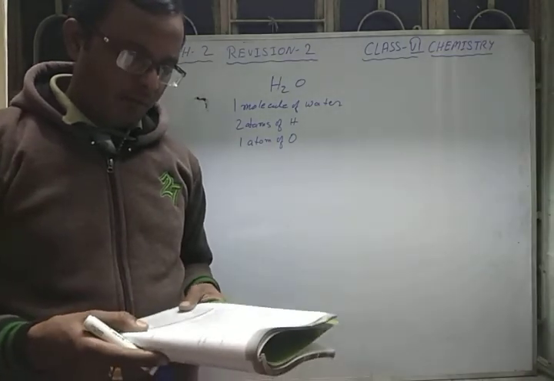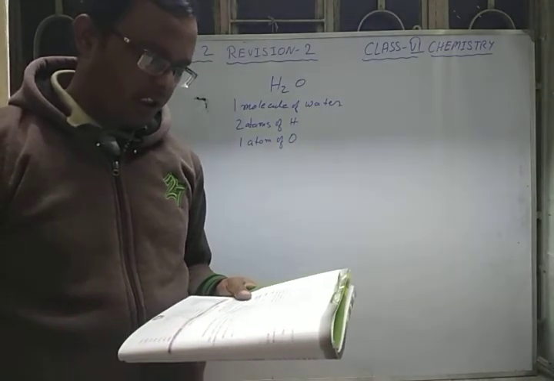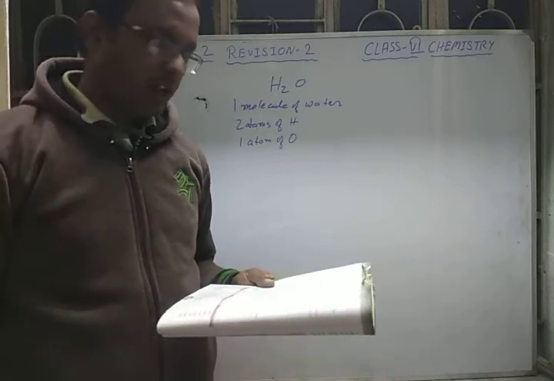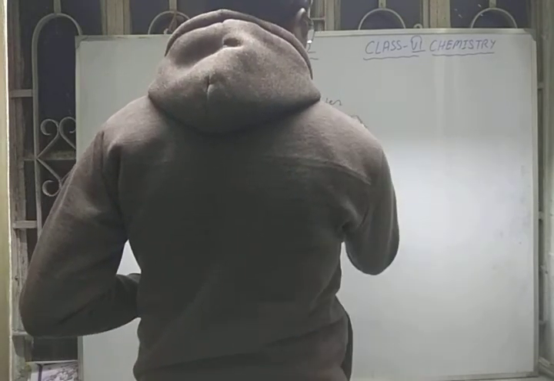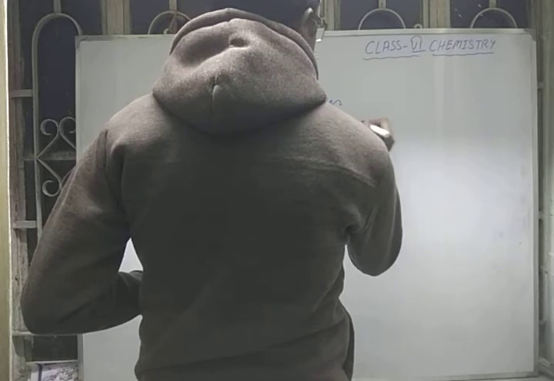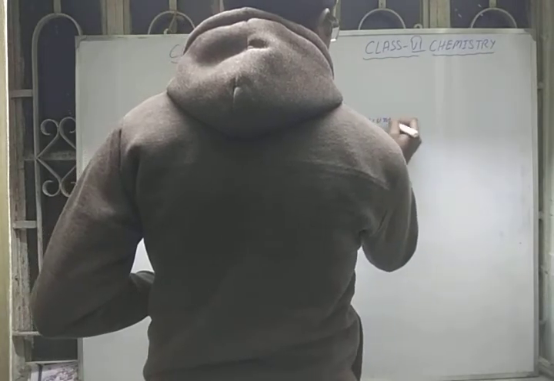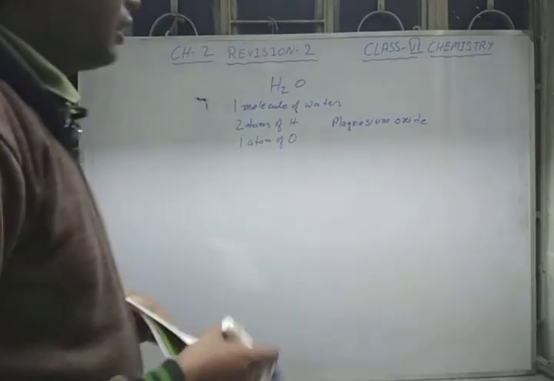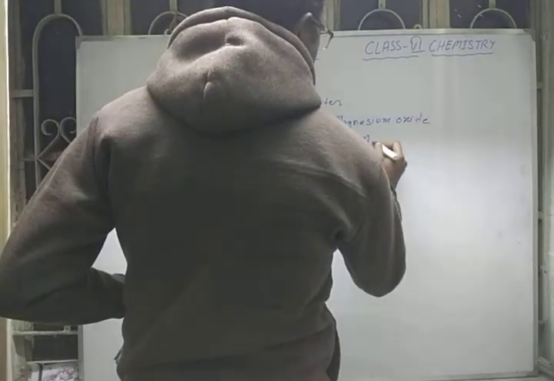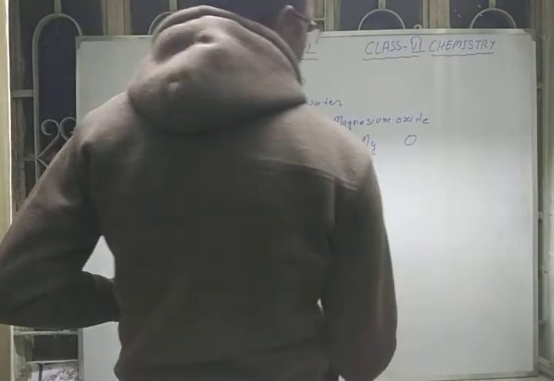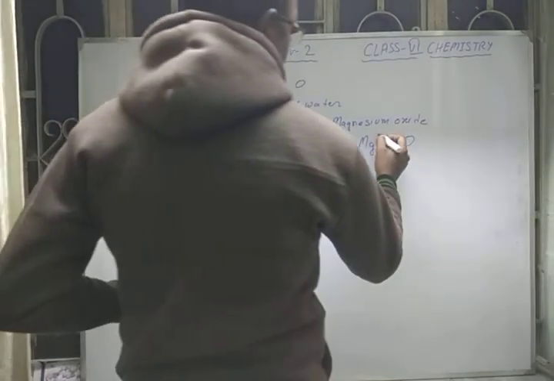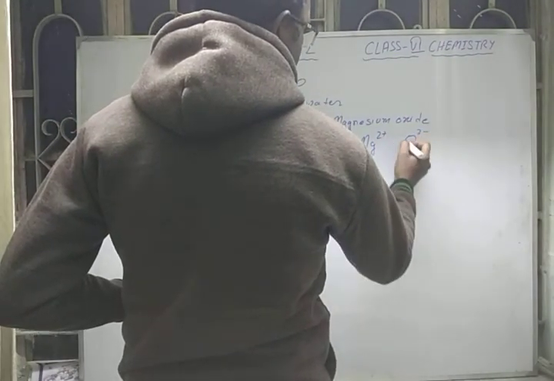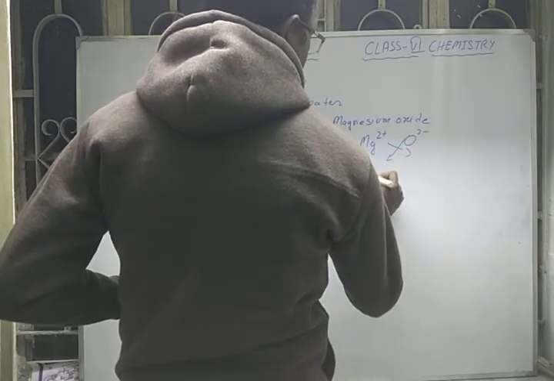Some chemical formulas of compounds are given. Suppose magnesium oxide, it contains magnesium and oxygen. The symbol of magnesium is Mg and oxygen is O. The valency of magnesium is 2 plus and oxygen is 2 minus. So when you do the crisscross, what you will get? Mg2O2.